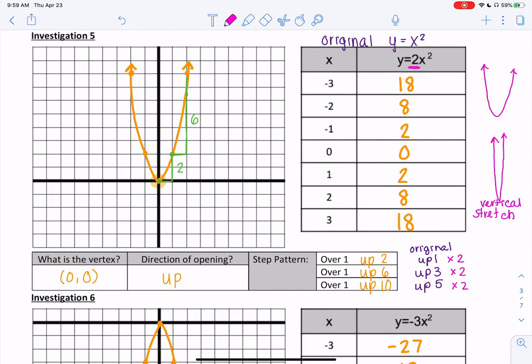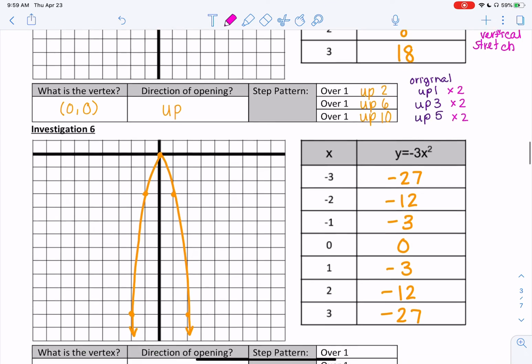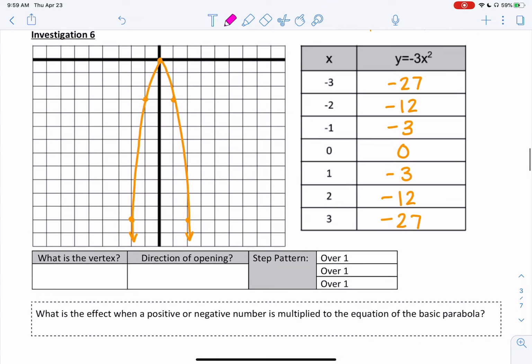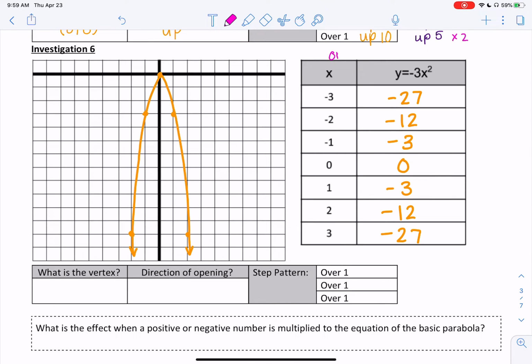Okay, let's try another one. So again, I've already given you the table of values and the graph, so you can pause this and quickly add that into your sheet. Again, you'll notice that our numbers have gotten very big. So that means something major has changed to our graph. So just as a reminder, our original one is y equals x squared. So if I'm looking at my equation, what I've done is I've multiplied that x squared by a negative 3.